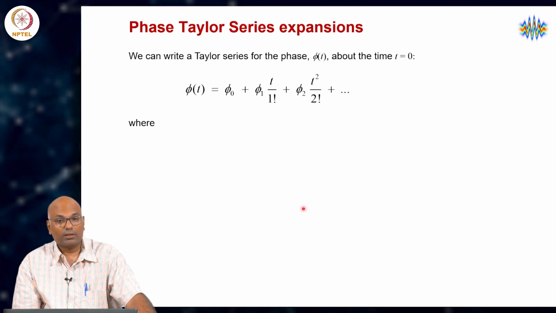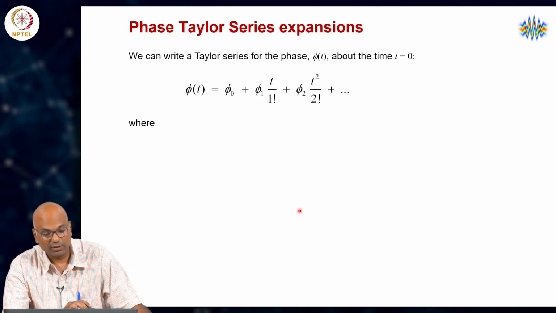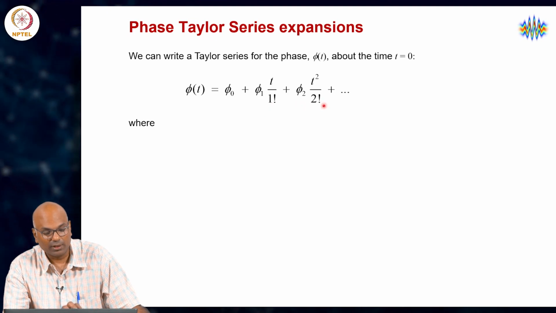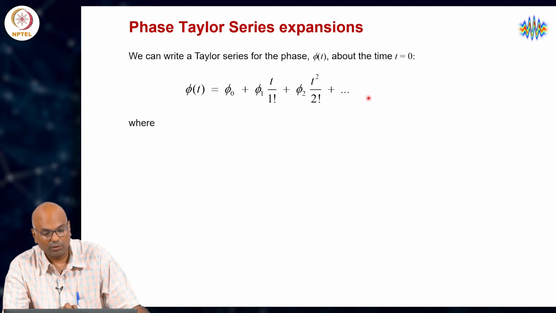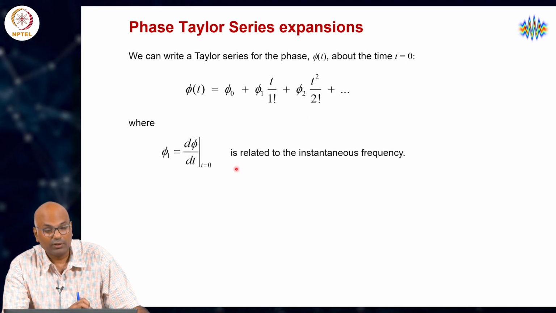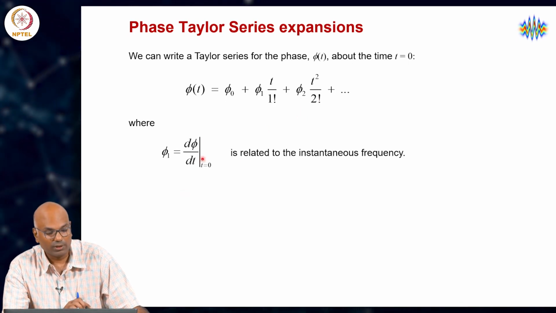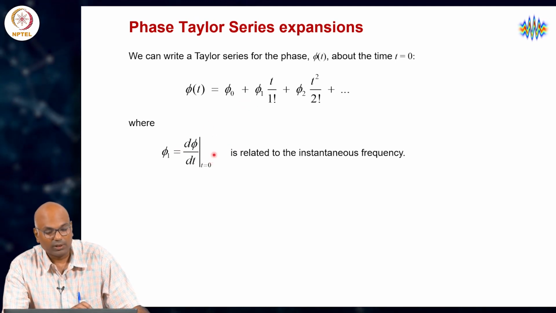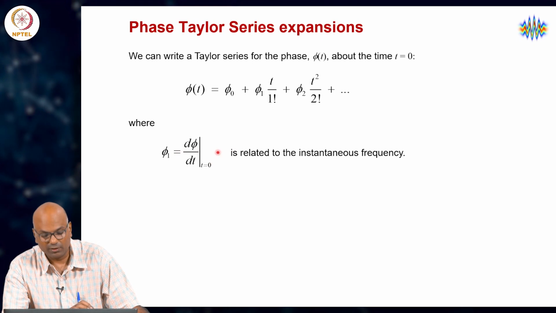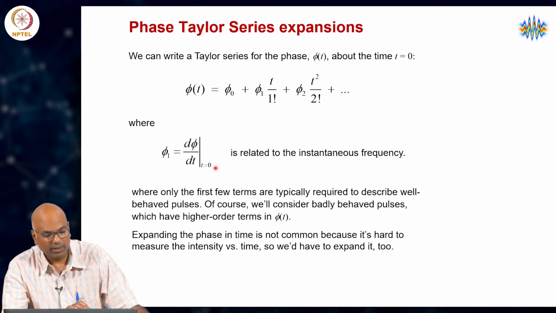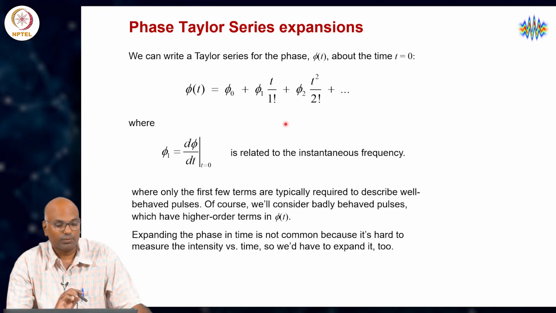The phi in the time domain, the phase function, is essentially to be looked at as a Taylor series which describes the function in its entirety, albeit this would be an infinite series, but we are often concerned about the leading order terms, the first order being the term that is related to the instantaneous frequency, and for well behaved pulses it is usually the first few terms that matter.